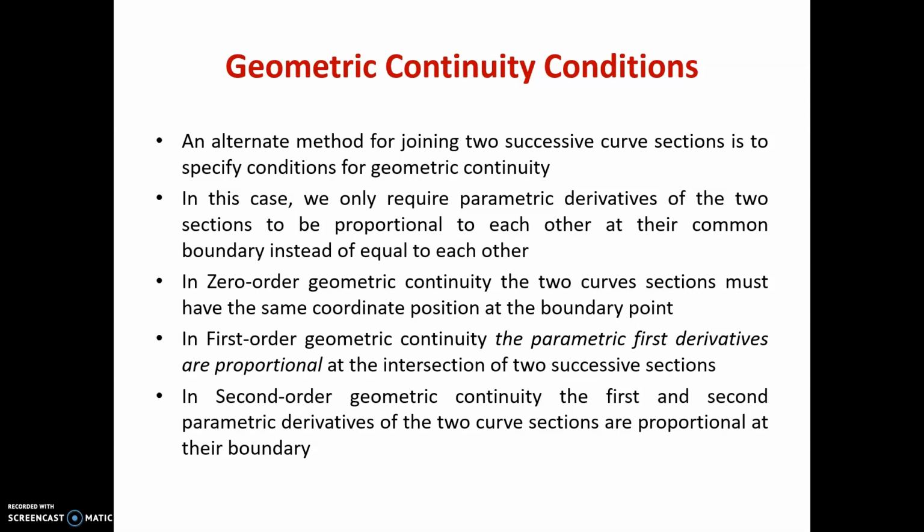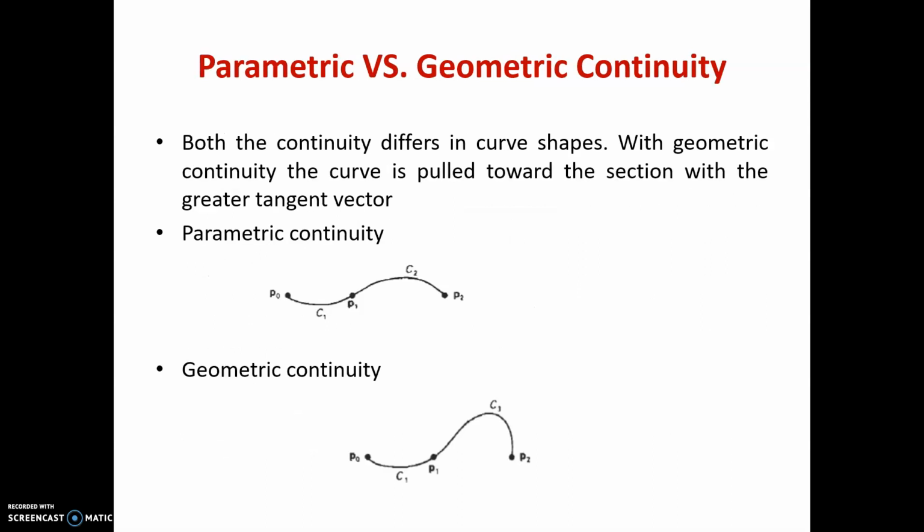Again, geometric continuity conditions consist of three different orders: zero order, first order and second order. In case of zero order, the two curve sections must have the same coordinate position at the boundary point. In first order geometric continuity, the parametric first derivatives are proportional at the intersection of two successive sections. While in second order geometric continuity, the first and second parametric derivatives of the two curve sections are proportional at their boundary. Now here is the parametric versus geometric continuity.